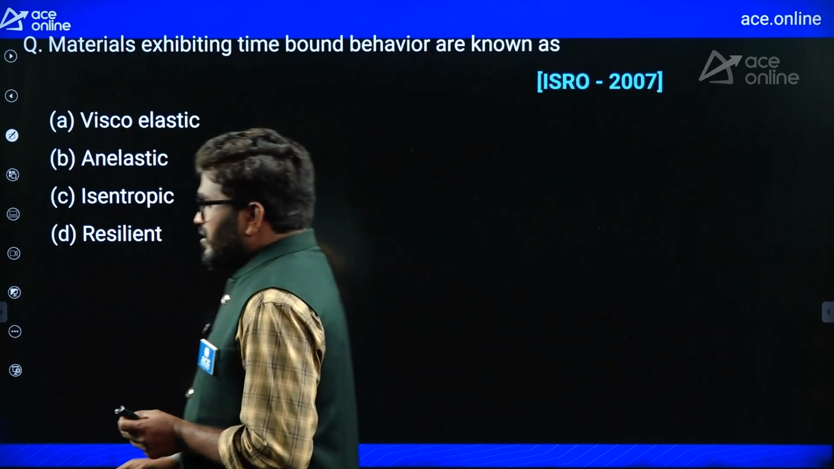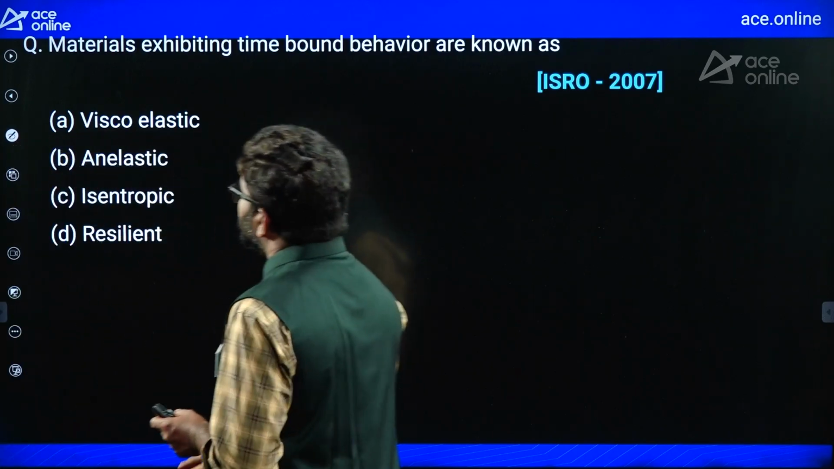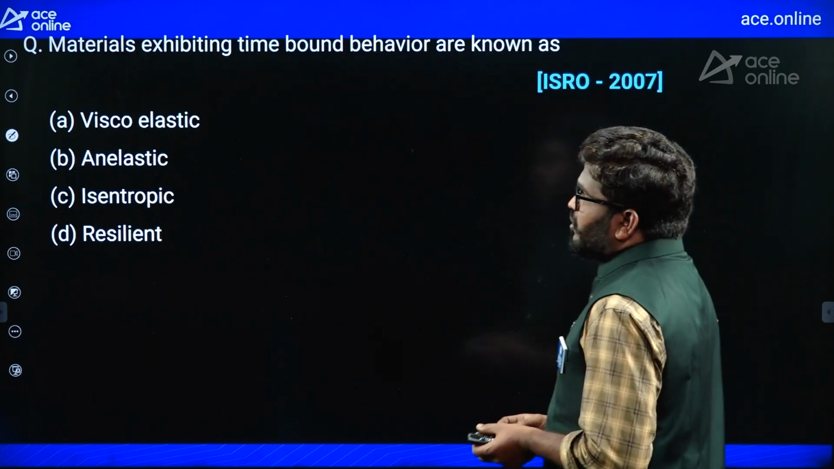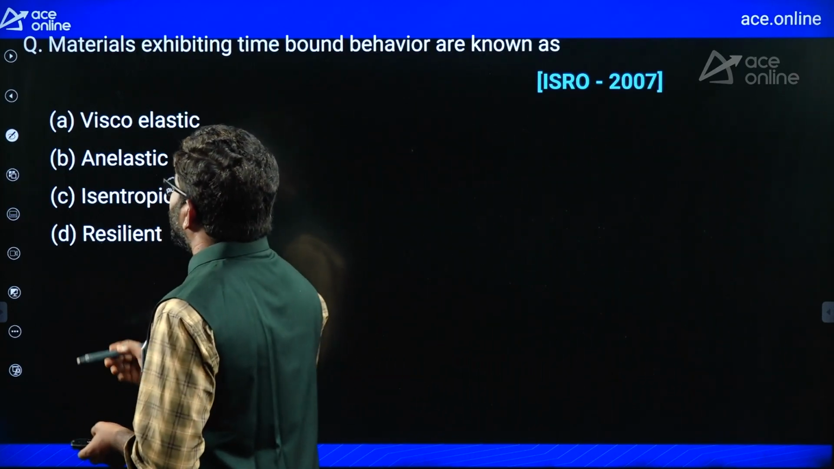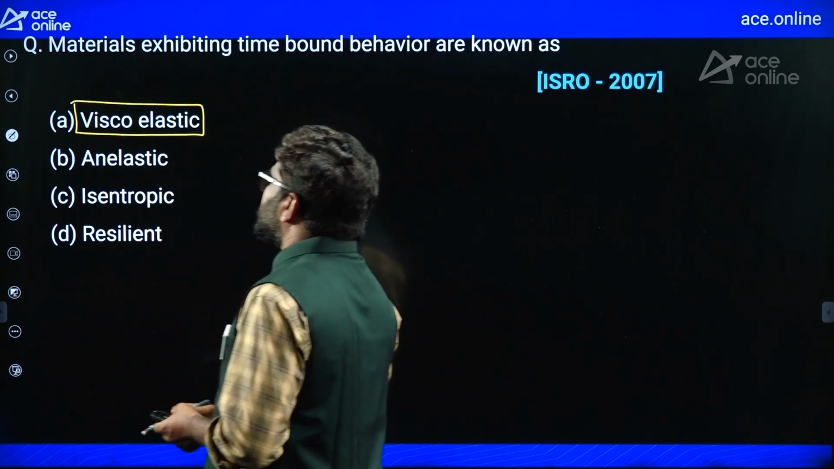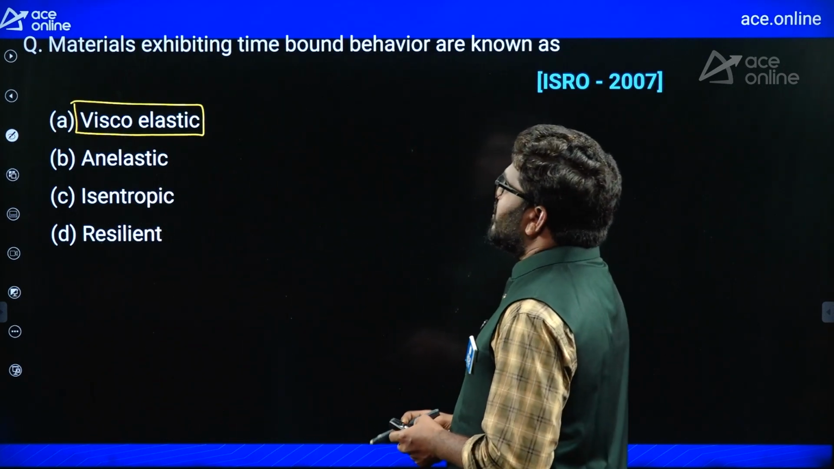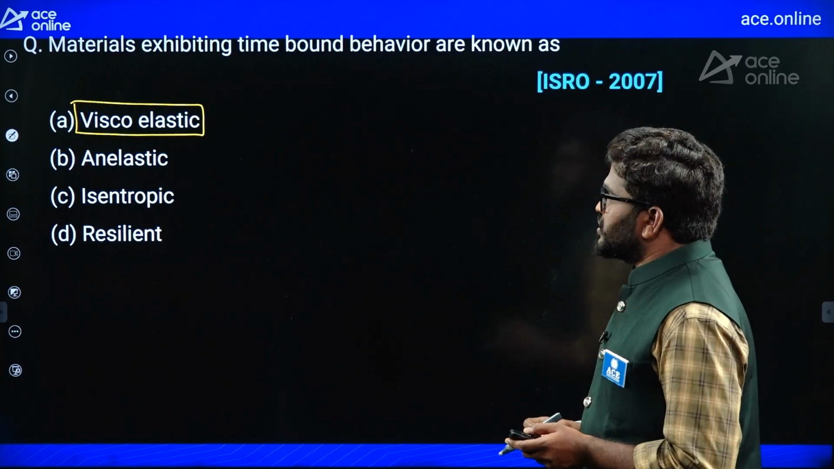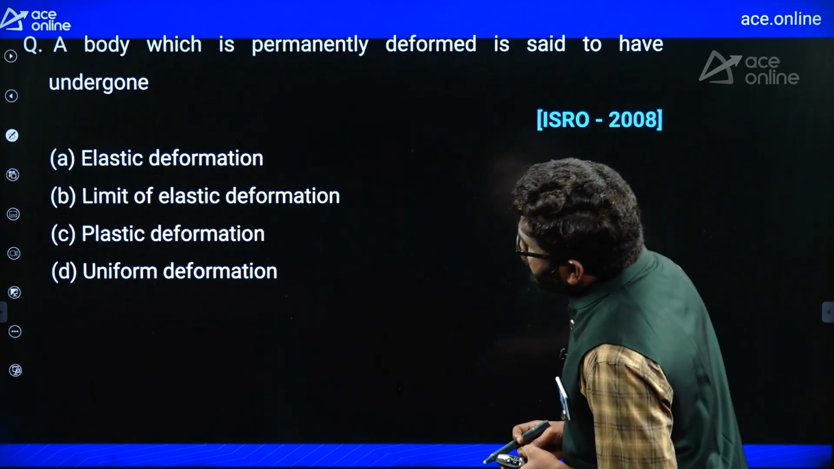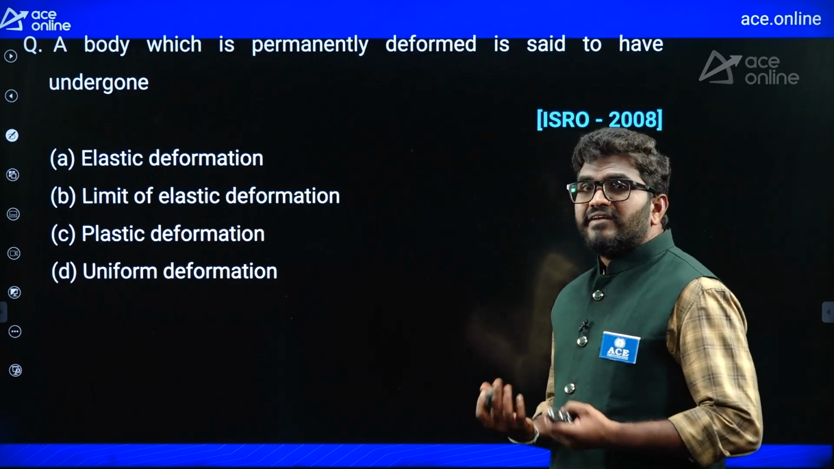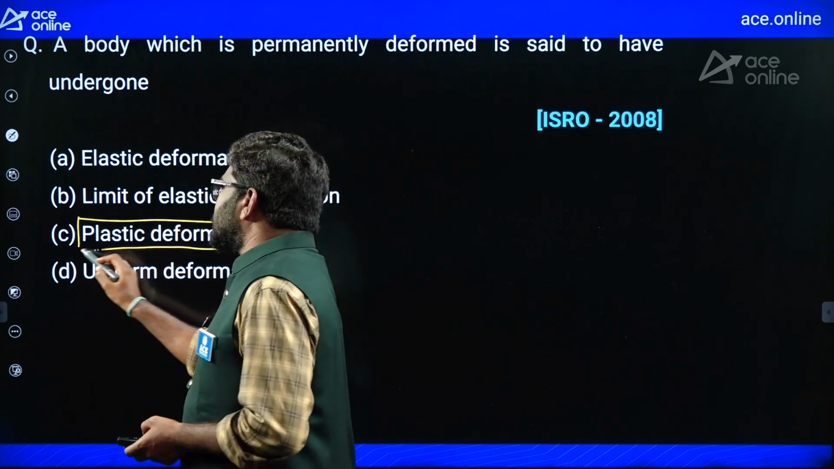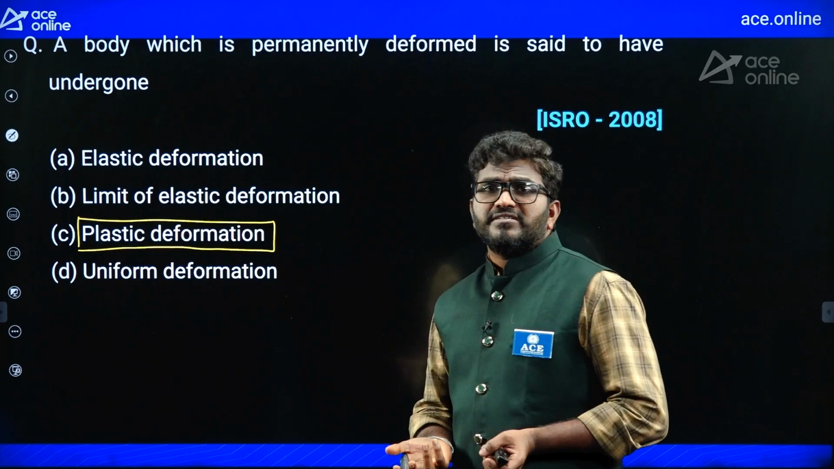Now, we can see this question. Materials exhibiting time-bound behavior, we can say they are viscoelastic materials. Okay? A is the correct answer for this question. A body which is permanently deformed is said to have undergone plastic deformation. Plastic deformation is nothing but a permanent deformation. C is the correct answer.